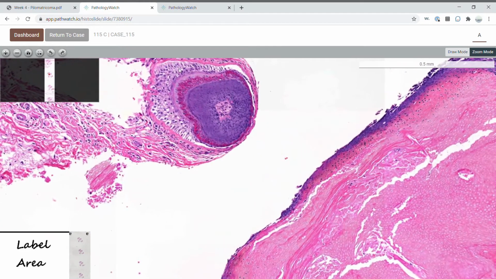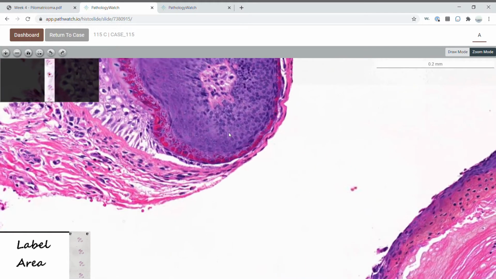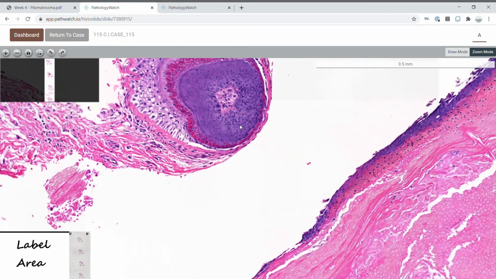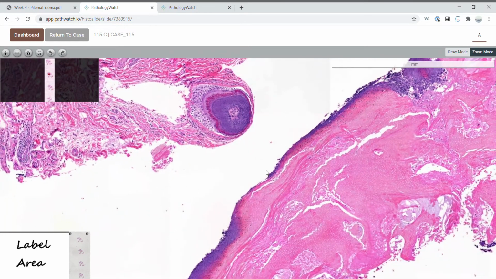Here is a terminal hair follicle with an outer root sheath, inner root sheath, and matrix. A somatic mutation of the CTNNB1 gene in a hair matrix cell leads to pilomatricoma due to increased beta-catenin production, decreased cell adhesion, and uncontrolled cell division through the Wnt signaling pathway.